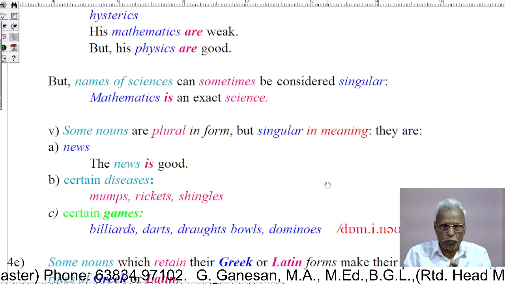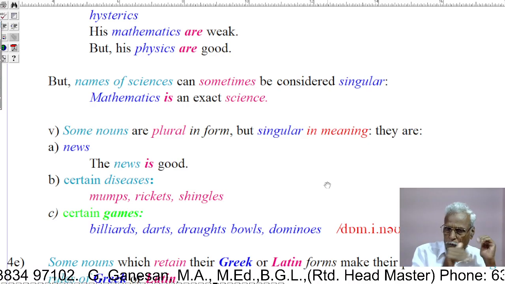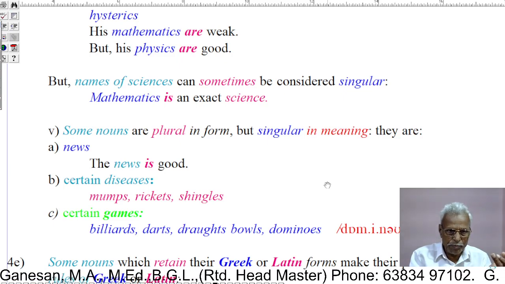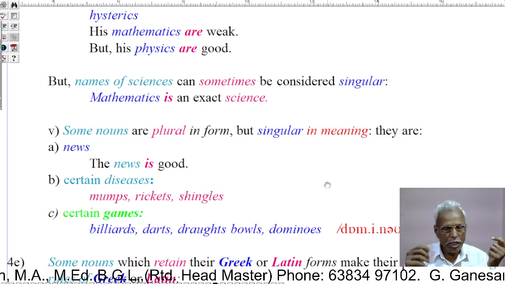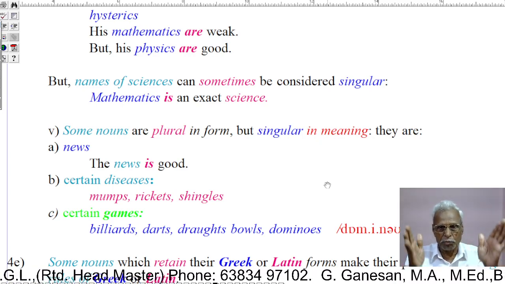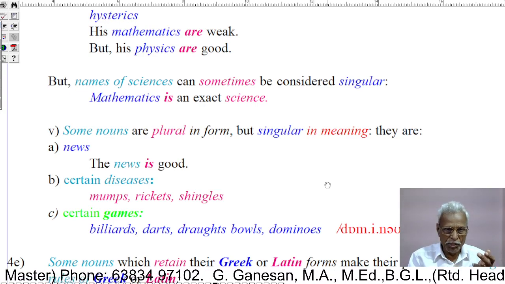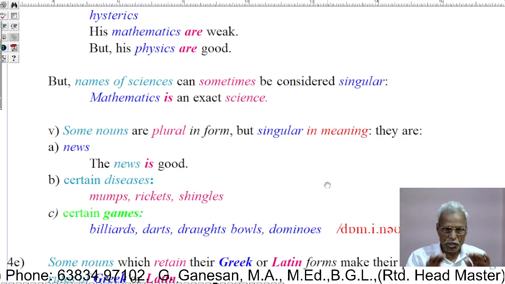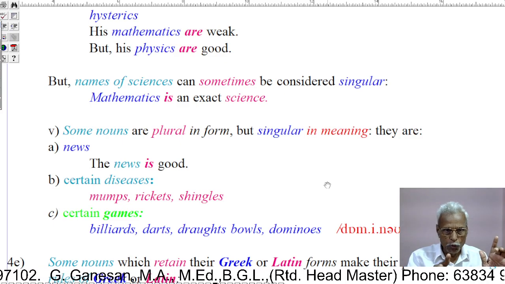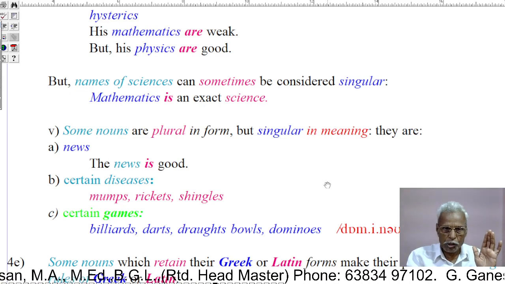Some nouns are plural in form but singular in meaning. Actually they are in form plural but in meaning they are singular. For example, news, diseases, games. Games are the games. So they are in plural in number, they are singular in meaning. What? News. The news is good. Diseases: mumps, rickets, shingles. They should be used in plurals. News form. Mumps we should not use as mum. Only we should use the names in plural.